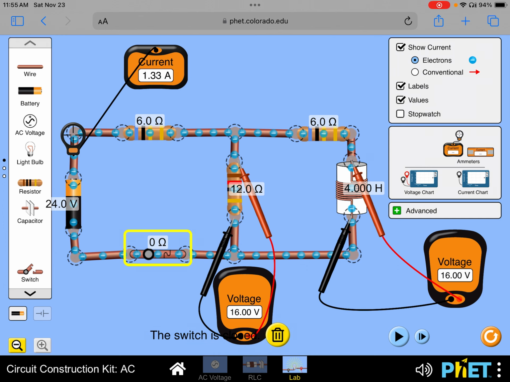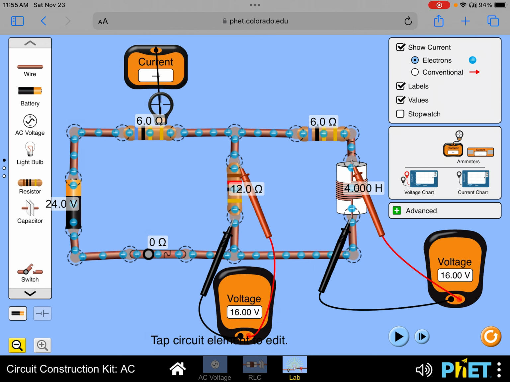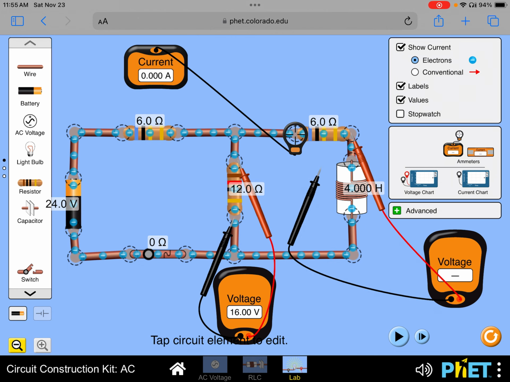and immediately you see that the voltage at the inductor is 16 volts, and that is exactly the same as the voltage of the resistor that is in parallel with it. If we then check the current on the resistor that is in series with it, you see that there is no current. So if we want to measure also the voltage across this resistor, we should see 0.